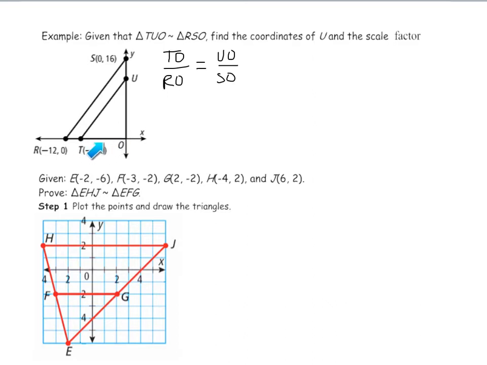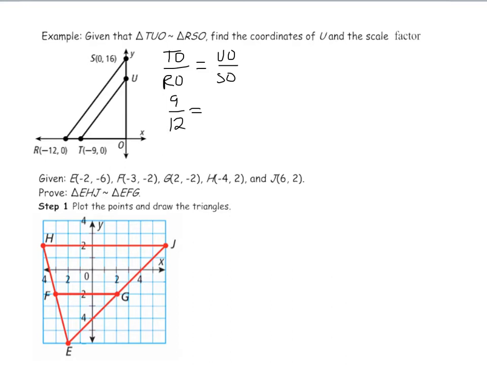So let's fill in some of the measurements that we know. TO, since it's over here at -9, 0, the distance from O to T is 9 units. So we'll go ahead and put a 9 down. RO is the distance from R to O, and that would be 12 units because we were at the point -12.